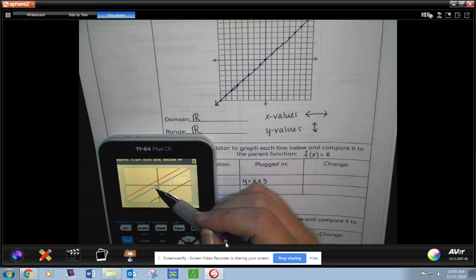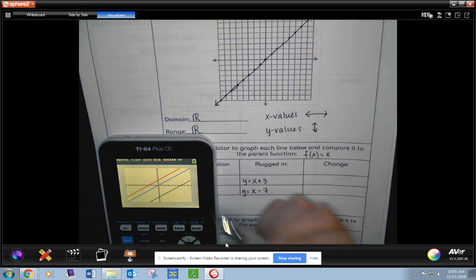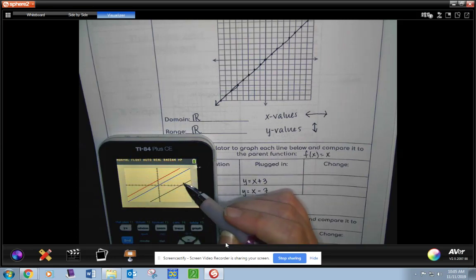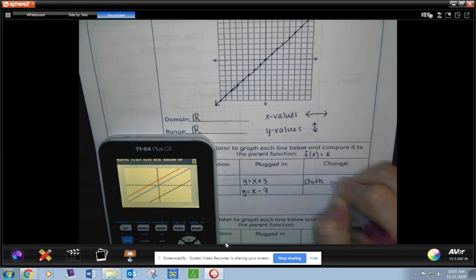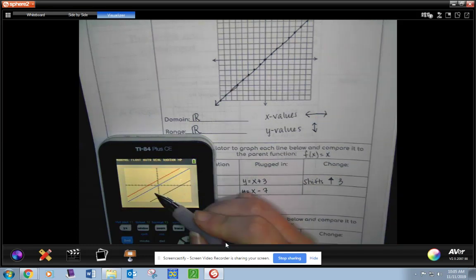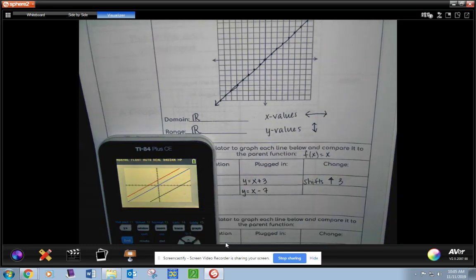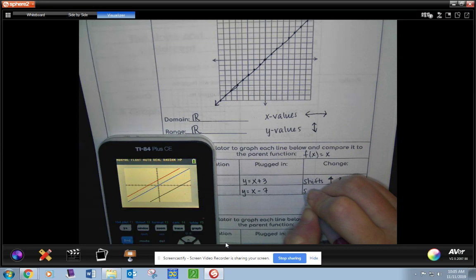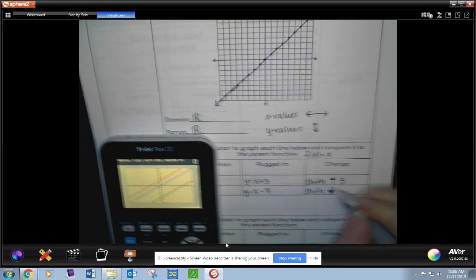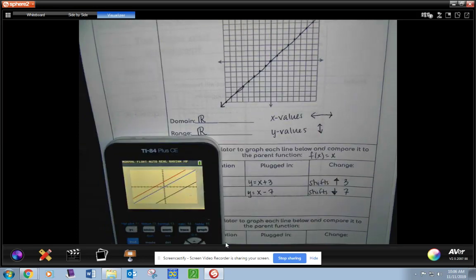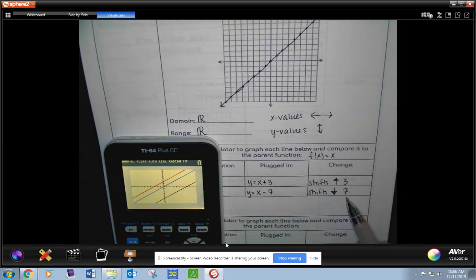this red line shifted up. It still has the same slope. It's going at the same angle, but it shifts up, and it went up 3 spots if you count those tick marks. Now x minus 7, it shifted down, and if you count the tick marks, it shifts down 7. Okay, if you notice, I did not put a negative here because it just went down, took care of the negative.